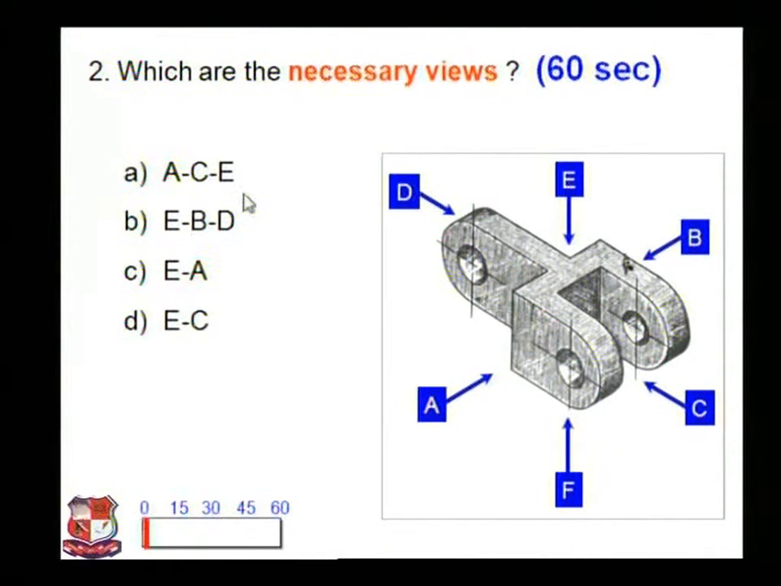Now think about this one. Which are the necessary views for this object? A, C, E; A, C and E; B, D, E; B and D; E and A; E and C. Think about which views are necessary to represent this object.